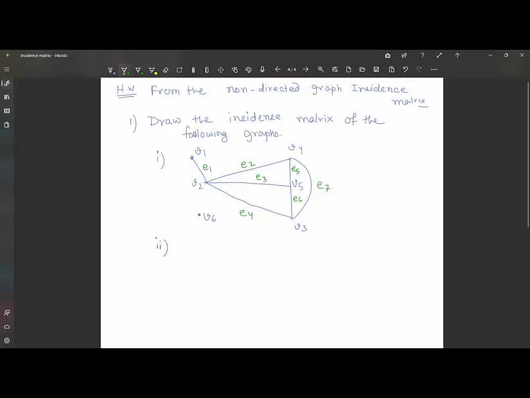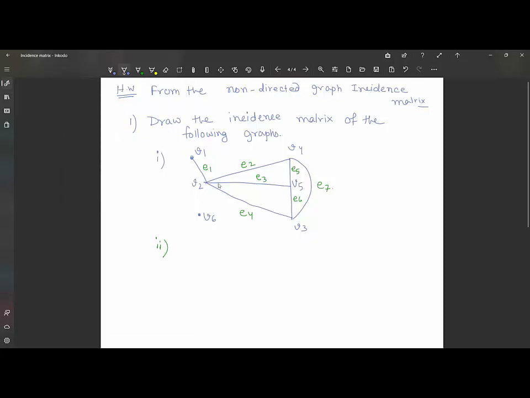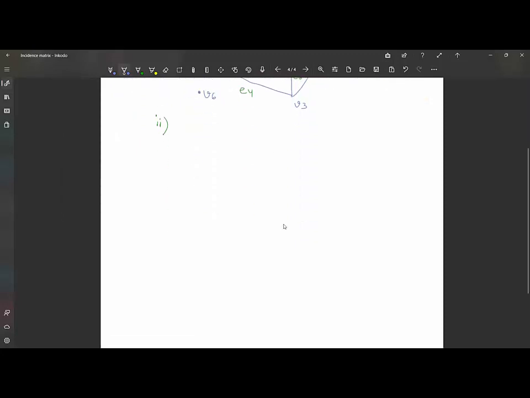Number 2, take another graph to draw the incident matrix, and this time this is one of the disconnected graphs. Just take it like this, draw it here, and take also one here, and another thing disconnecting these two graphs. These are 2 points. Okay, and here also another graph, other points.